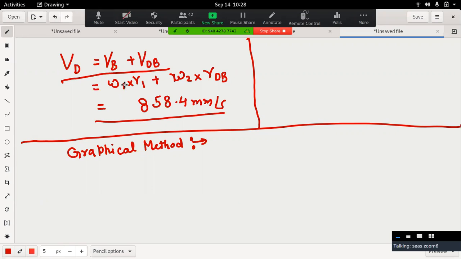We will discuss this graphical method in the next class. Because the graphical method requires you to be prepared with drawing equipment, especially a protractor and a scale, I request you to keep a protractor and a scale from the next class till further notice, so that you can understand the solving of these problems using the graphical method.